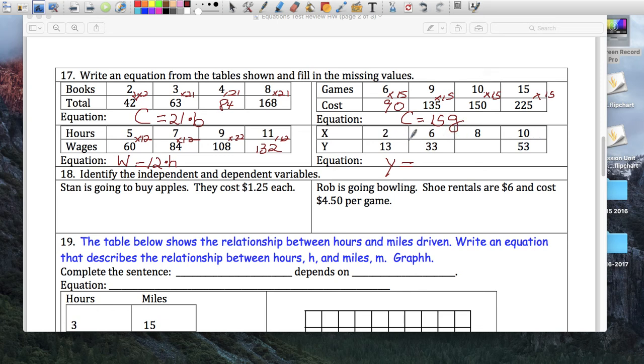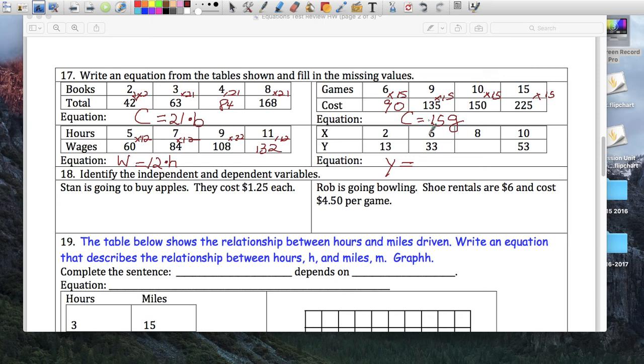My independent variable is the game. So the more games I play, the more I pay, and the fewer I play, the less I pay. That's what's changing. The shoe rental was just $6 for the whole evening, unless they raise the prices.